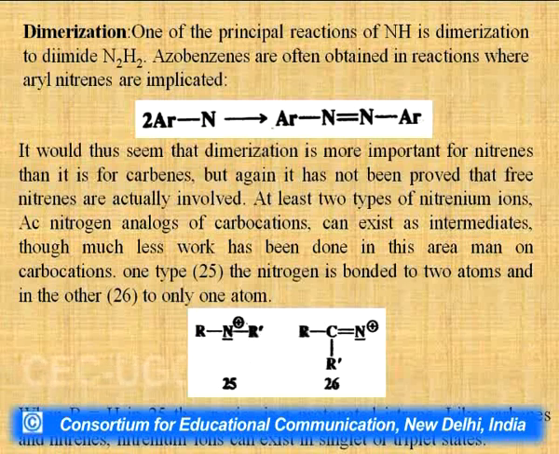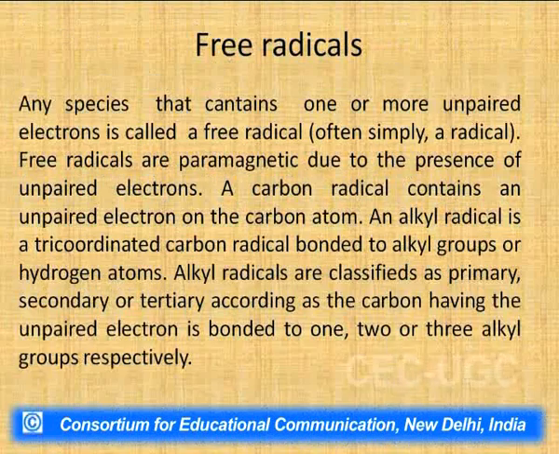At least two types of nitrenium ions, nitrogen analogues of carbocations, can exist as intermediates, though much less work has been done in this area. The two types are 25 and 26. In 25, the nitrogen is bonded to 2 atoms, and in 26 only 1 atom is there. That is all about the nitrenes.